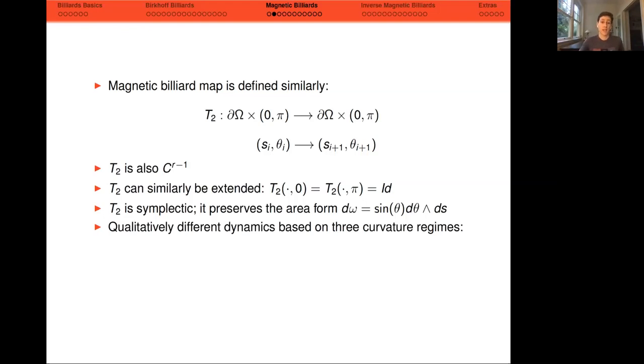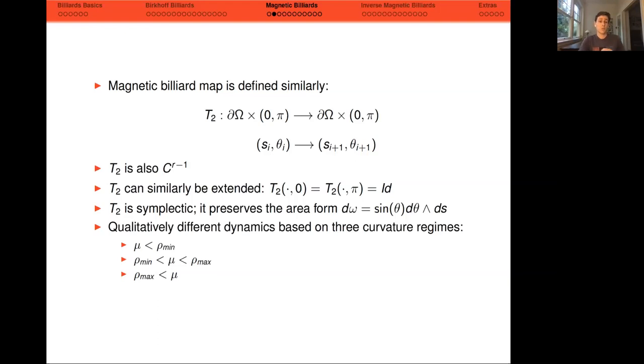This map is also symplectic. It preserves the same area form. d omega is sine theta d theta wedge ds. But what changes here is that we have what we call curvature regimes. And the dynamics is going to change dramatically based on whether the Larmor radius mu is smaller than, in between, or larger than the minimum and maximum radii of curvature of the boundary.